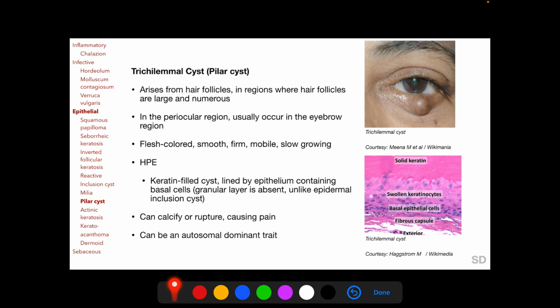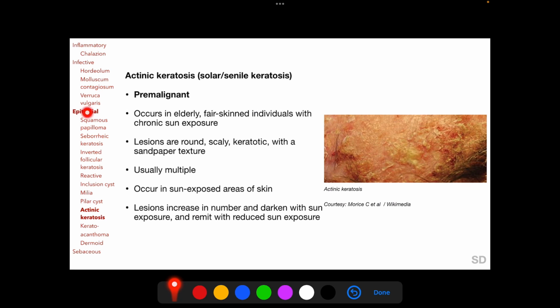Pilar cysts can calcify or rupture causing pain, and it can be inherited as an autosomal dominant trait. Now there are two epithelial lesions which are considered pre-malignant, and they are very important to remember. One is actinic keratosis and the other is keratoacanthoma.